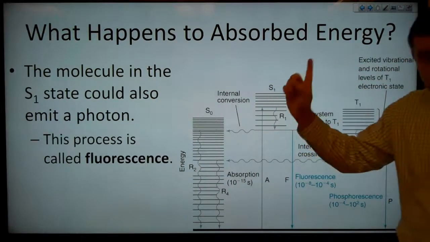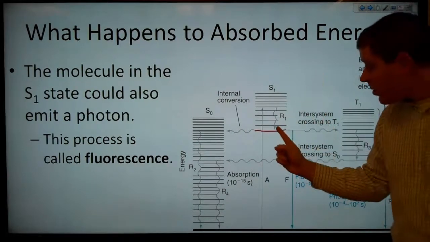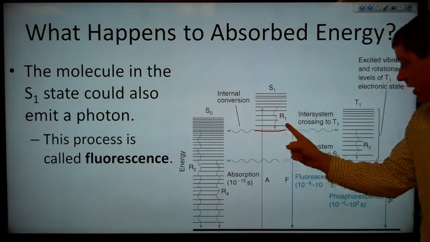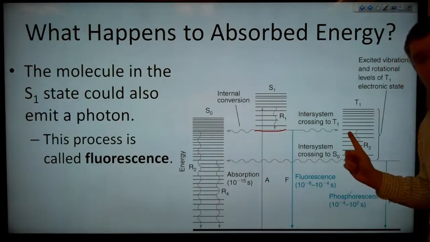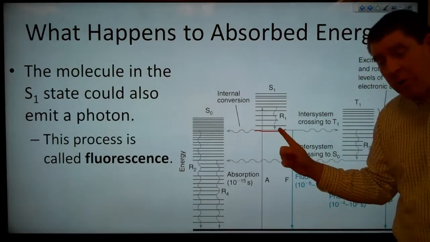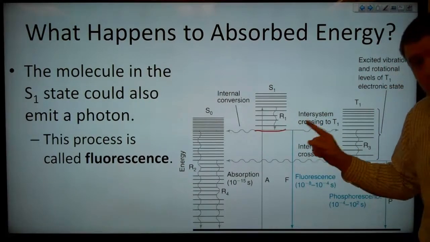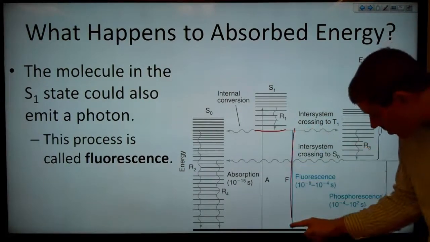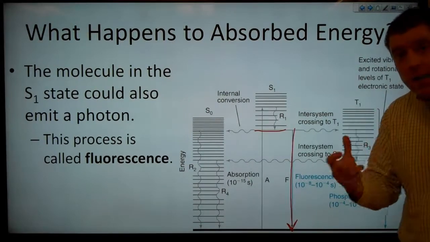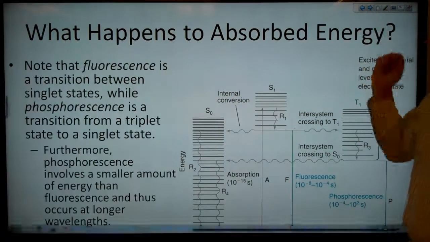But now let's go back even farther to our molecule that was over here. We said it could go this way through internal conversion and lose its energy as heat that way. We said it could undergo an intersystem crossing over here to the triplet state. But from that state, there's also a possibility that it emits a photon directly from that excited singlet state through this process called fluorescence. So again, it's emitting a photon just as it did over here in the phosphorescence.